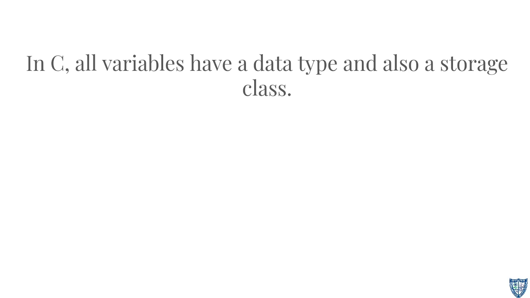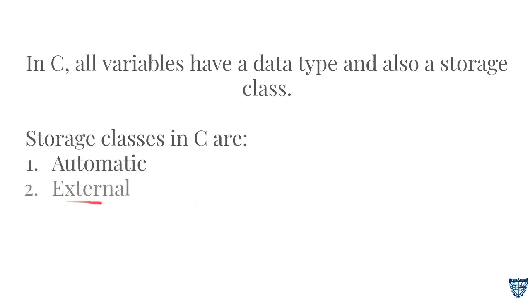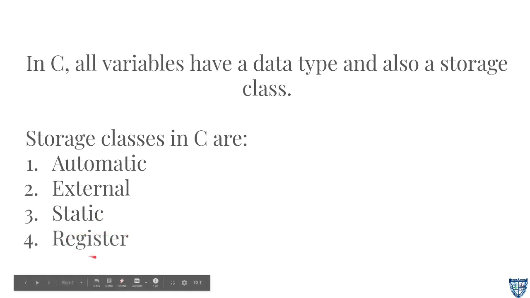Similarly, a variable in C also has something known as a storage class. So all variables have a data type and also a storage class. There are 4 different types of storage classes in C, and they are automatic storage class, external storage class, static storage class, and register storage class. We will look into the details of all these 4 storage classes with the help of some examples.